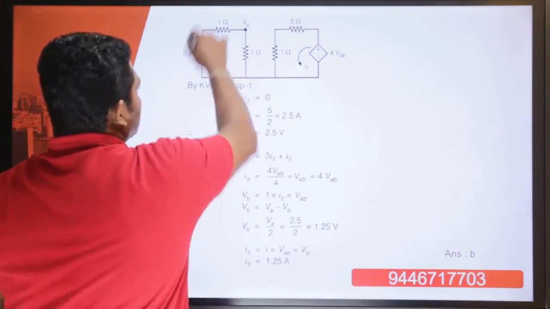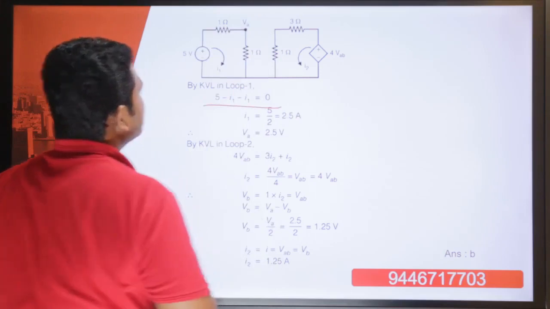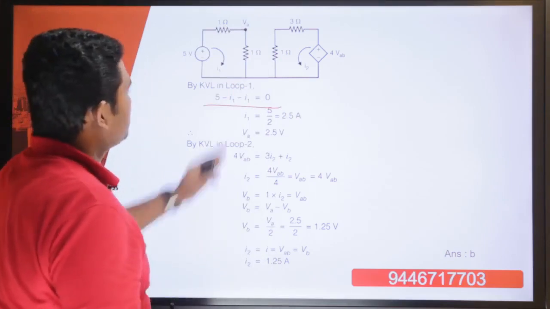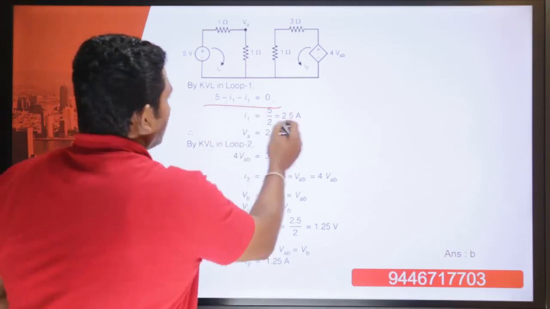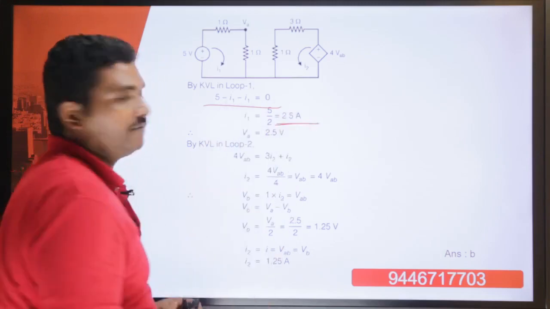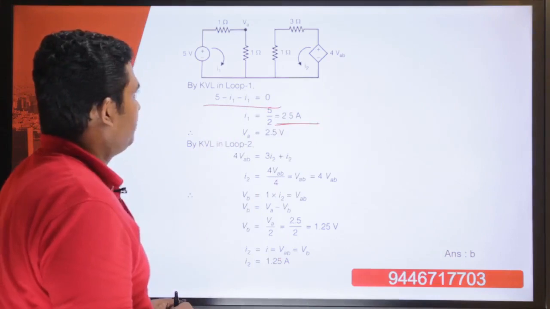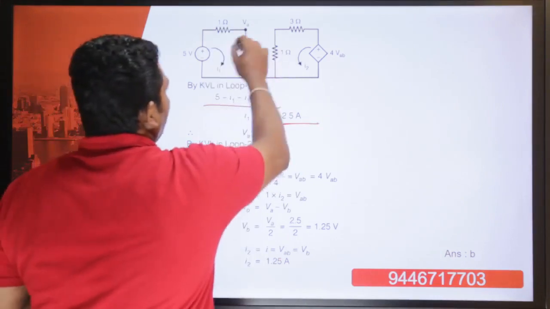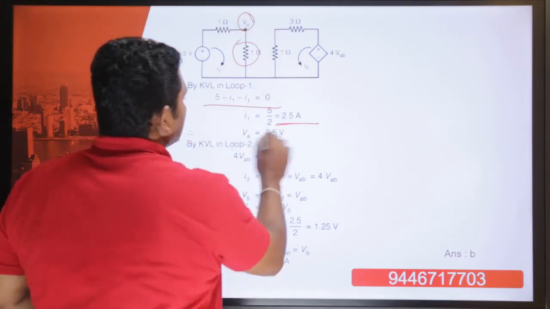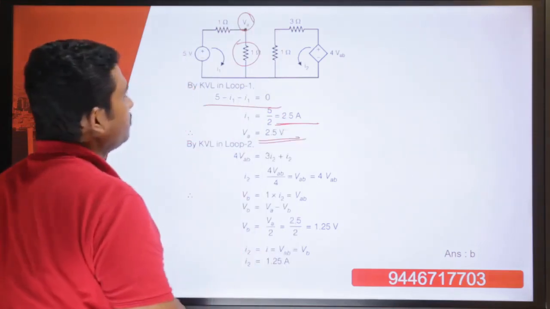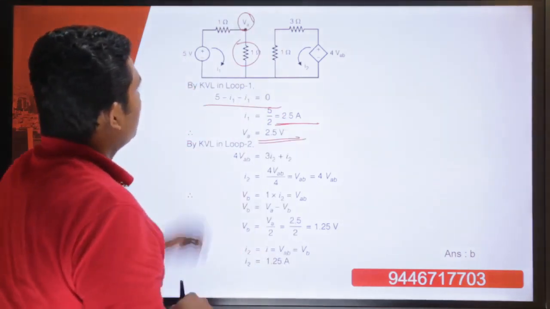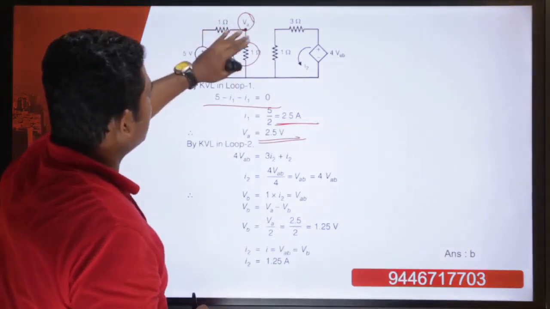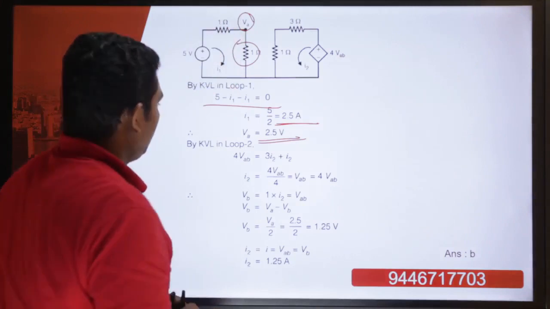We make the equation in loop 1 as 5 minus 2I1 is equal to 0. From this we get an expression for I1, and the value of I1 is 2.5 amperes. Now I1 equal to 2.5 amperes means 2.5 into 1 equals VA, so VA is also equal to 2.5 volt, because VA is the drop in the 1 ohm. The current 2.5 amperes into the resistance becomes VA.